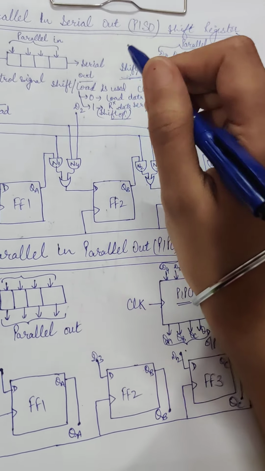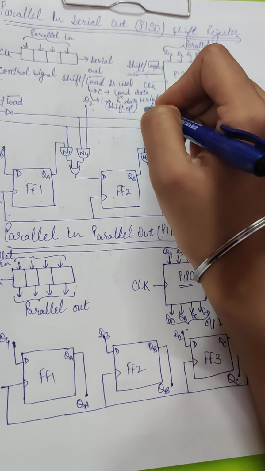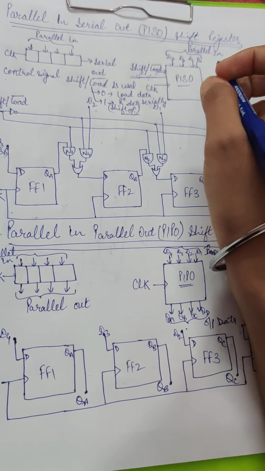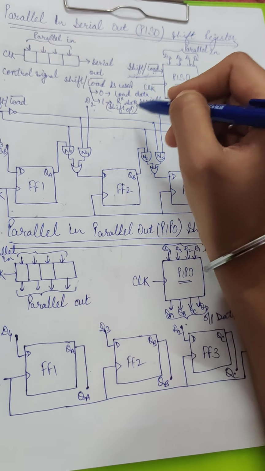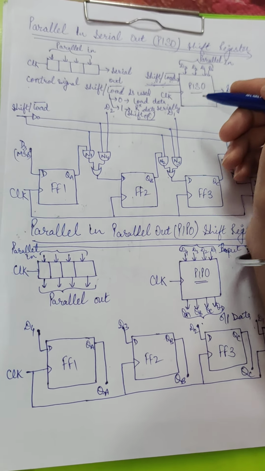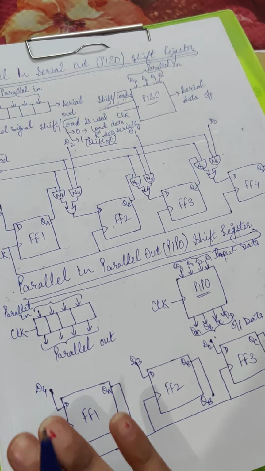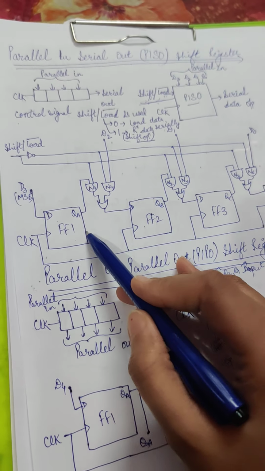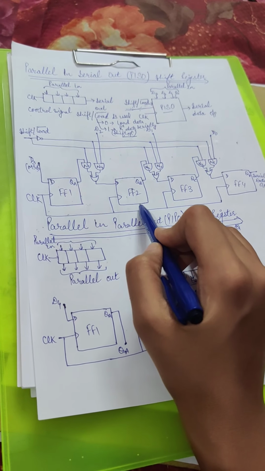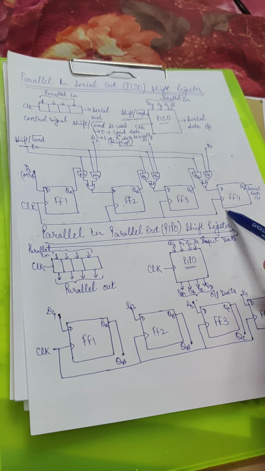Load means parallel input, means input is applied at the same time for all the bits, that is loading of data. And shifting means we get serial output 1 by 1. So we have to shift data from first to second, second to third and third to fourth. So this is the flip-flop. D flip-flop is used. 4 D flip-flops are used in this shift register. In this, clock is applied to all the flip-flops at the same time.